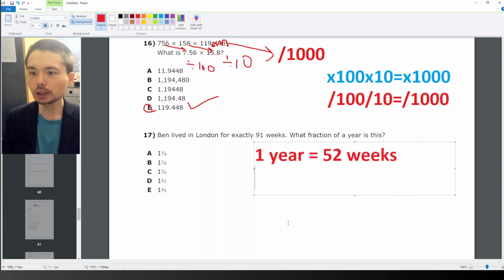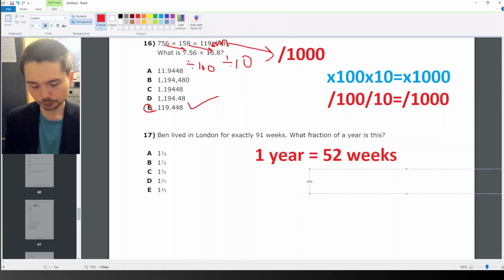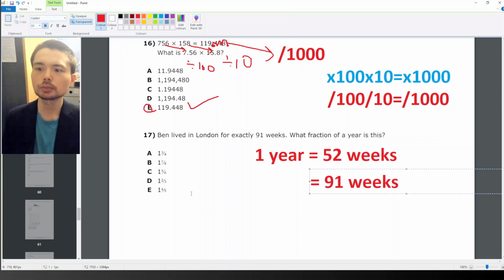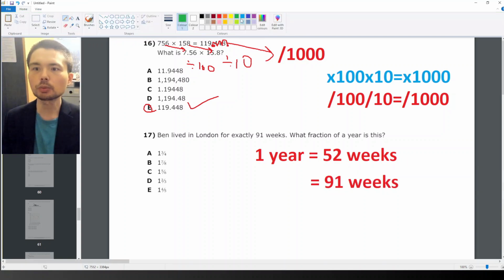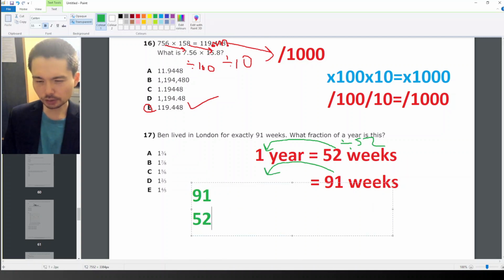So 91 weeks. Put it here. 91 weeks. So here, maths is all about going from one number to another. Draw the arrow with me. How we go from here to there, divide by 52. Here you do the same, divide by 52. So let's do it. 91 divide 52.